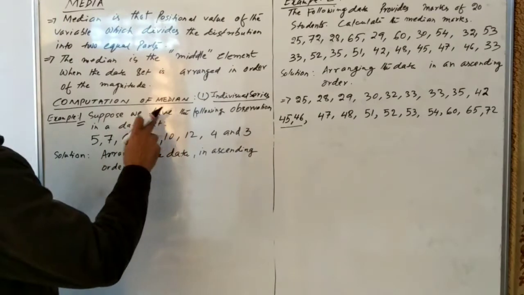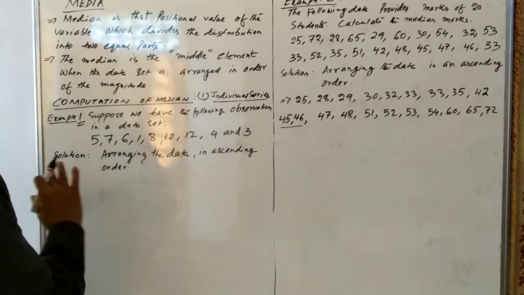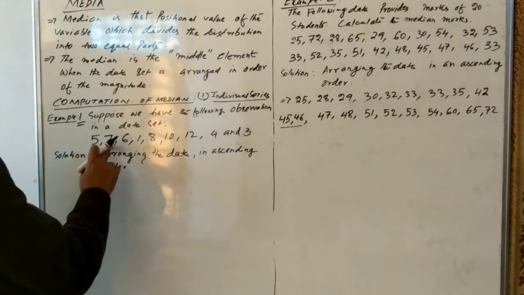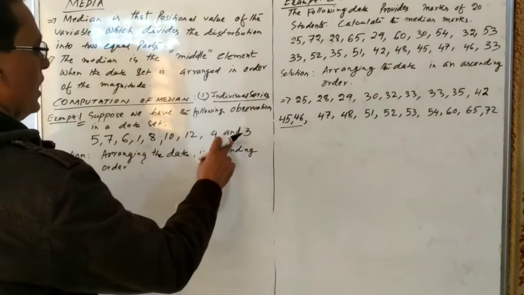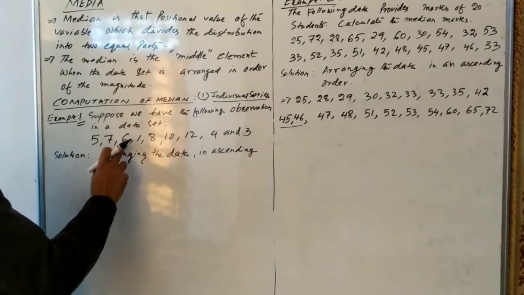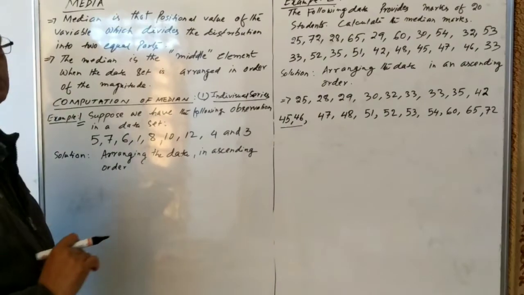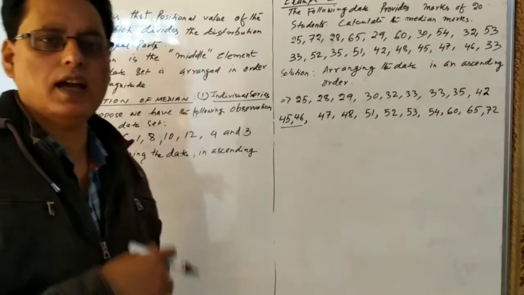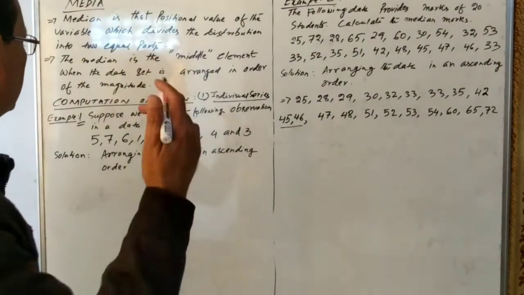So suppose we have the following observations in a data set: 5, 7, 6, 1, 8, 10, 12, 4, and 3. So these numbers are given, 1, 2, 3, 4, 5, 6, 7, 8, 9. 9 observations are given. So the first step is that we have to arrange the data in ascending order.